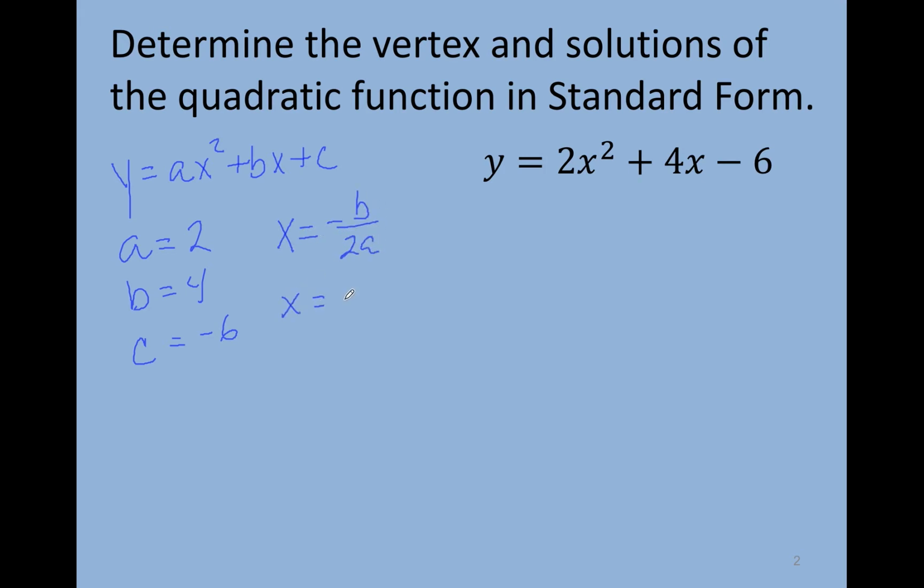So x is equal to negative 4 over 2 times 2. x is equal to negative 4 over 4. x is equal to negative 1. We've got to then take this negative 1 value of x, plug it in here, and find out what the y value is.